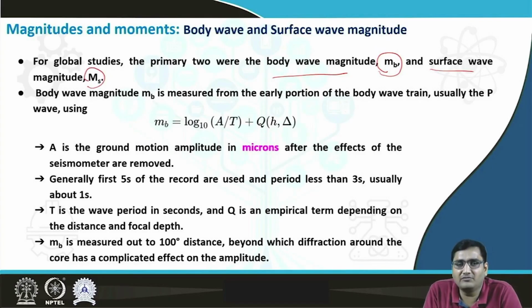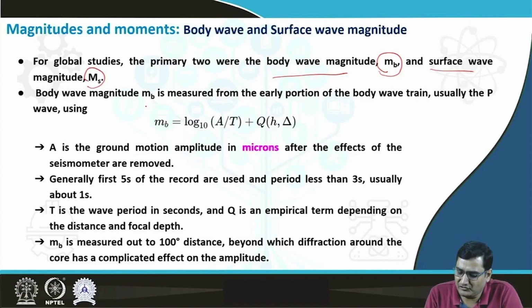Let's talk about the body wave magnitude scale first. Body wave magnitude mb is measured from the early portion of the body wave train. Usually the first 5 seconds of the body wave train are used to measure the body wave magnitude, and they are often of period less than 3 seconds, usually about 1 second.